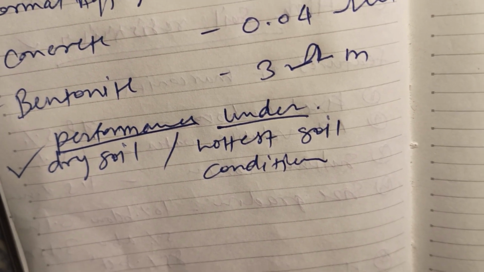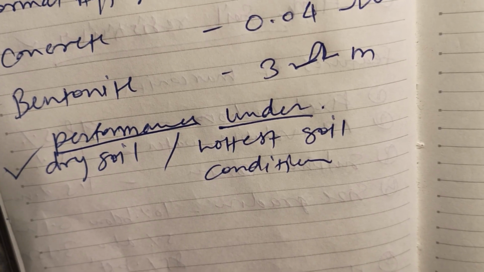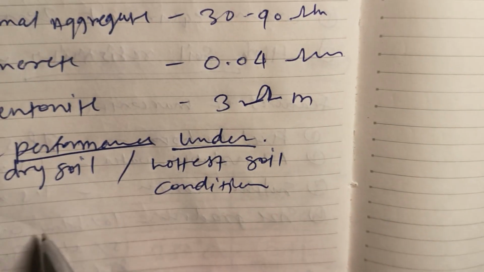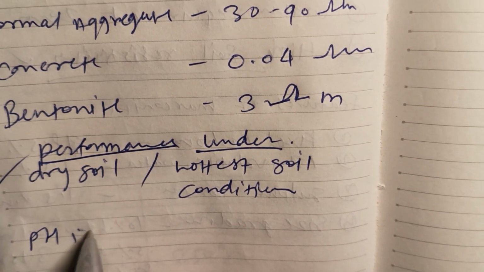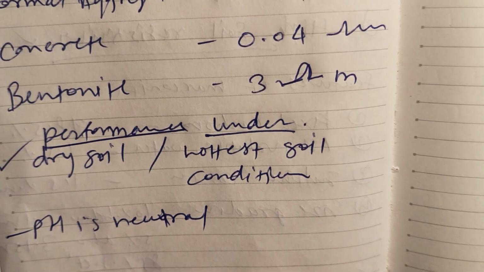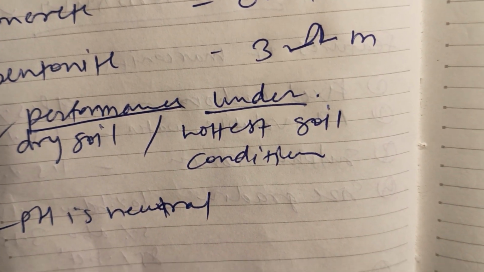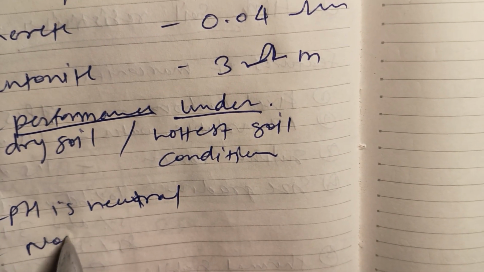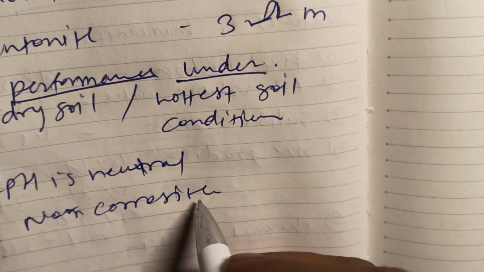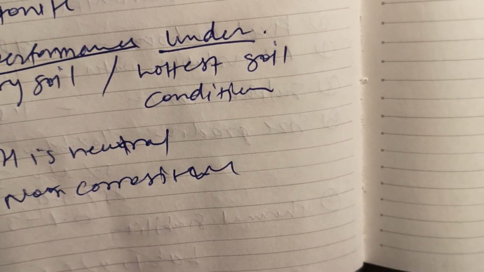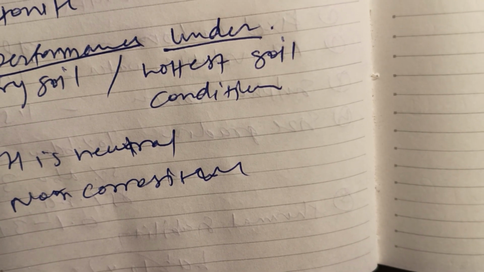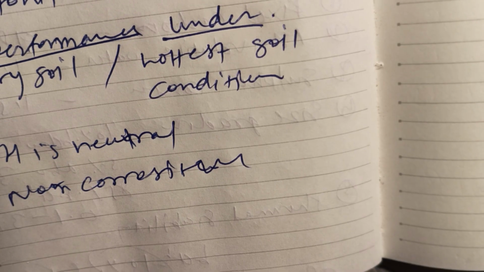Chemically inert, its pH value is within the neutral range. pH is neutral. It is non-corrosive. Marconite does not corrode steel or copper conductors or attack cement structures.